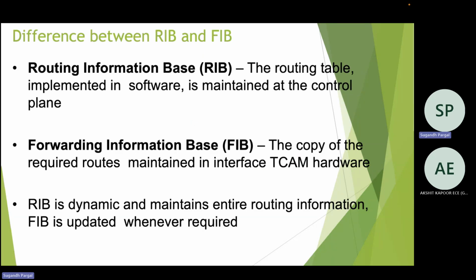Okay, so what is the difference between RIB and FIB? RIB is the routing information base, that is the routing table implemented in software and maintained at the control plane. And the forwarding information base is the copy of the required routes maintained in the interface TCAM hardware at the router end. So RIB is dynamic and maintains the entire routing information. Whenever there is a change based on the routing protocol, RIB dynamically updates itself, whereas FIB is updated whenever it is required. So whenever there is a FIB miss, it does a route lookup and then uses that information at the FIB.